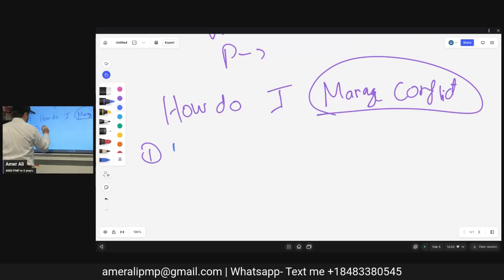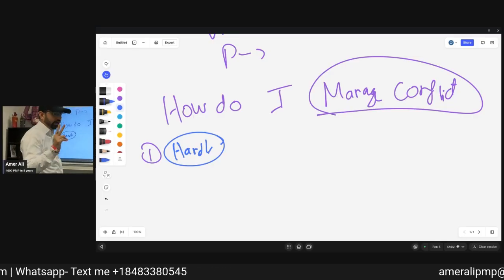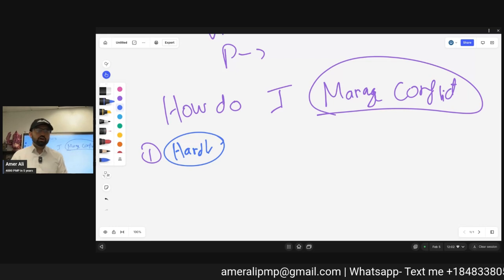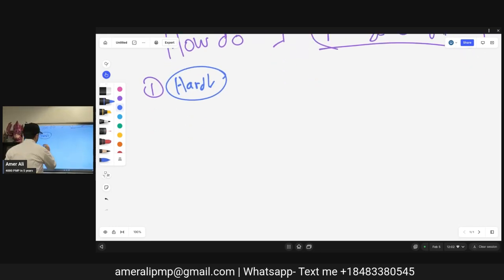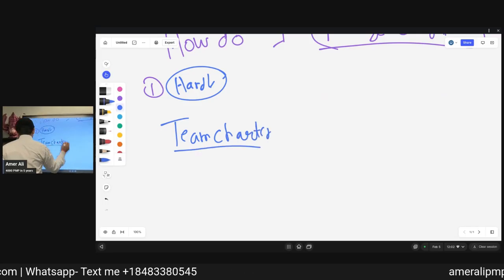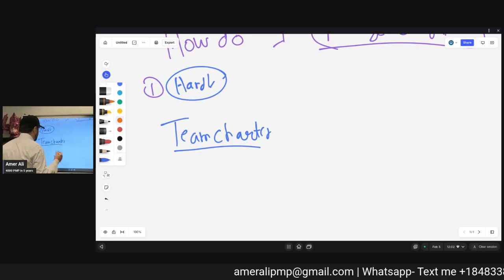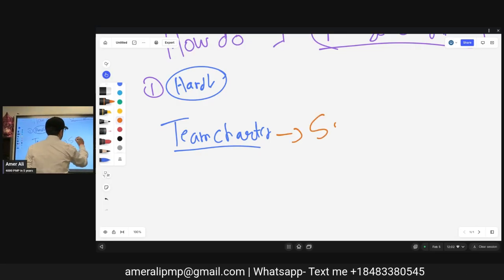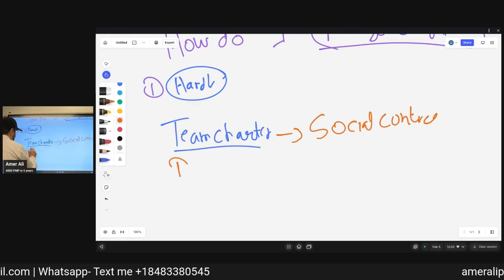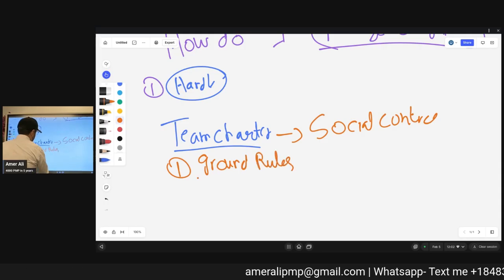So in project management, we always have a document for everything. In order to handle the conflict, we have a team charter. PMI can call it a team charter, team document, working agreements, all those names. It can even be called a social contract. Working agreement has basic ground rules. What are the ground rules that we are going to follow?